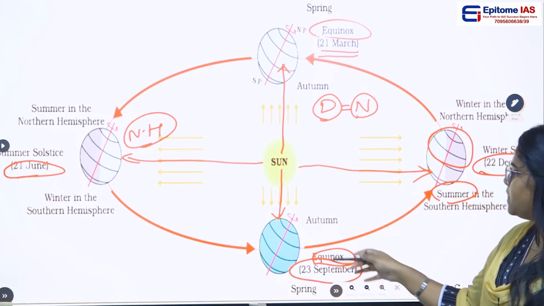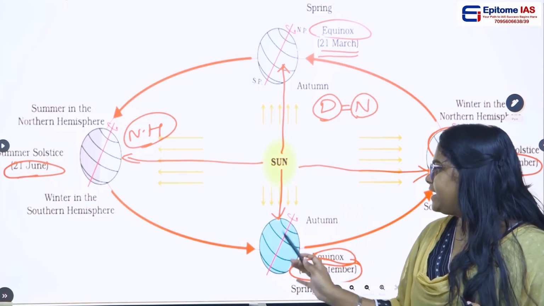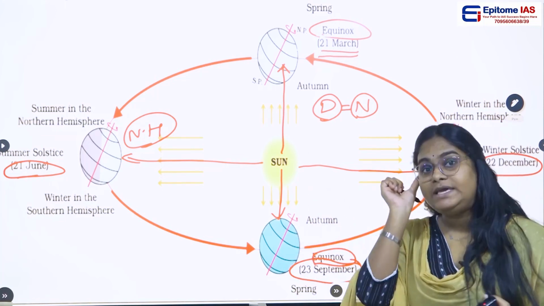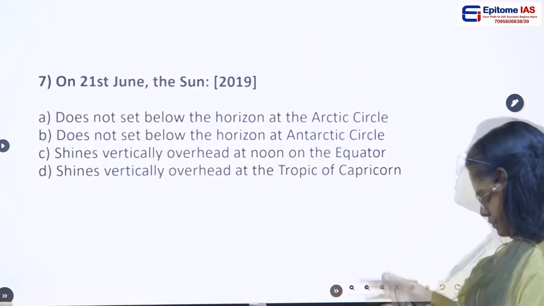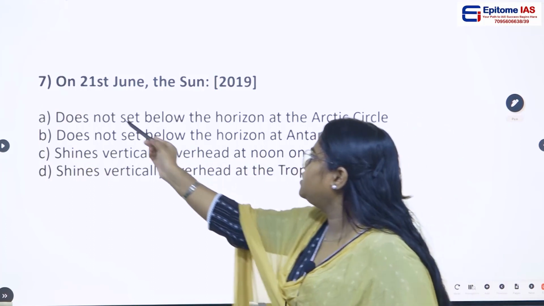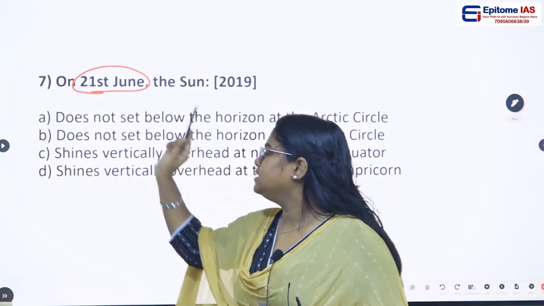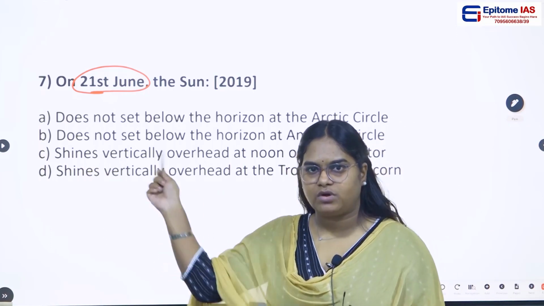In both the northern hemisphere and southern hemisphere, we have equal day and night because the direct sun rays fall on the equator. So the next question: on 21st June, the sun. Again, we are talking about this particular date. 21st June is the summer solstice, as we already saw.